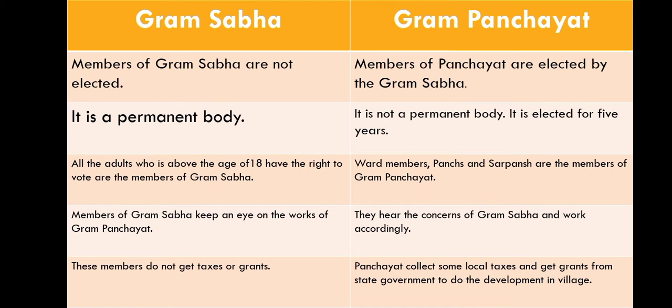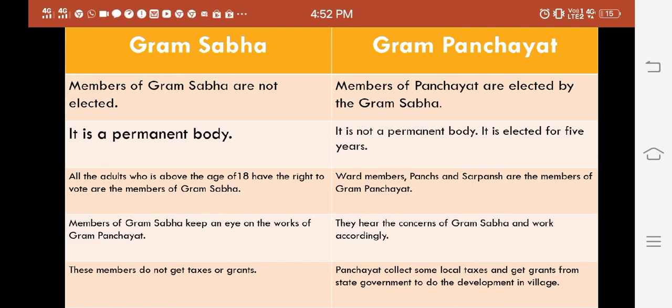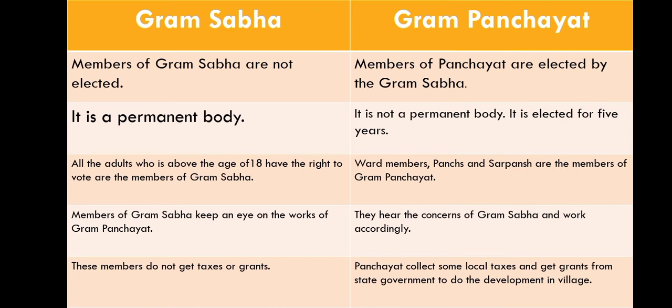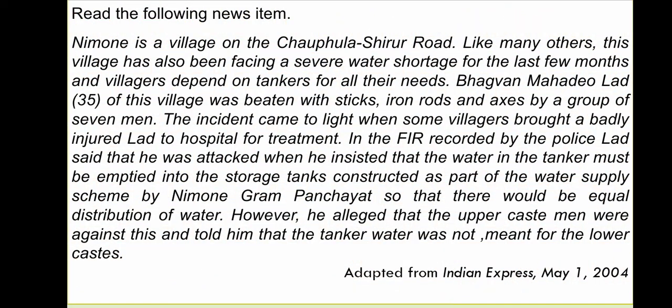Point number 4: you can see members of Gram Sabha keep an eye on the work of Gram Panchayat, and Gram Panchayat hears all the concerns of Gram Sabha members and works accordingly. Right? And the last point: Gram Sabha members do not get taxes, but Gram Panchayat members get money as taxes and get grants from the government to do some developmental tasks in the village. Right? Here we have done.